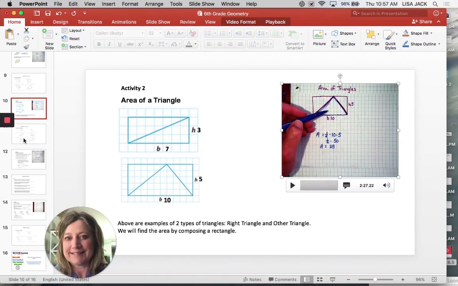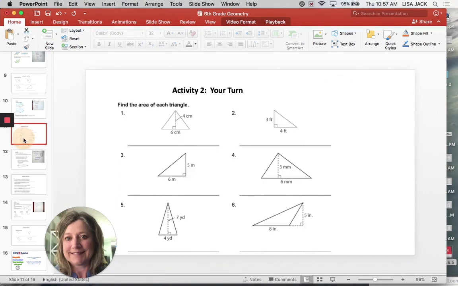Okay, so now we're going to go on to the Your Turn. You have several different kinds of triangles, but you can use both of the instructional videos to help you solve these problems on your own.